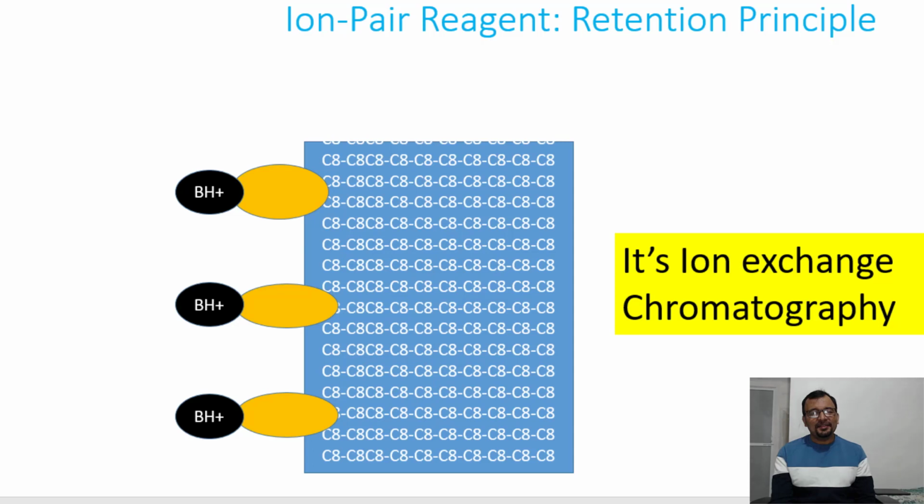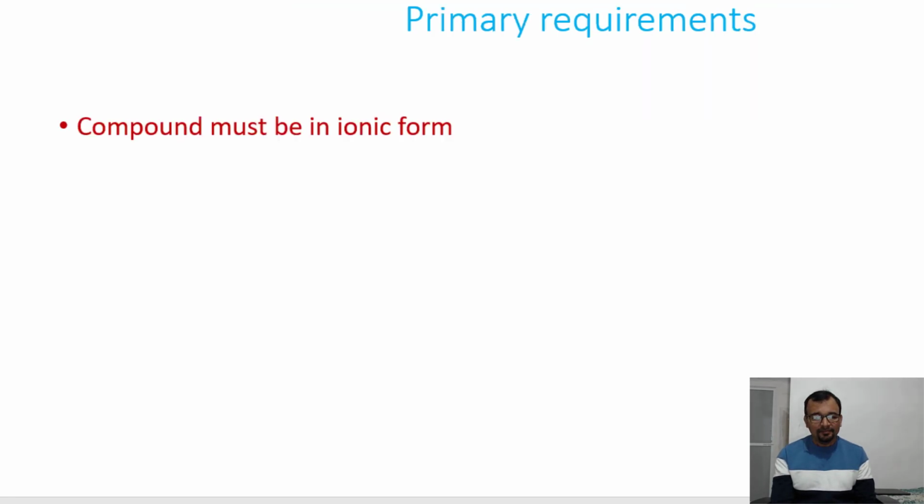Now let us understand what are the primary requirements to get the retention of the polar compounds onto the reverse phase chromatography with the help of ion pair reagent. So this is the number one requirement: the compound must be in ionic form.